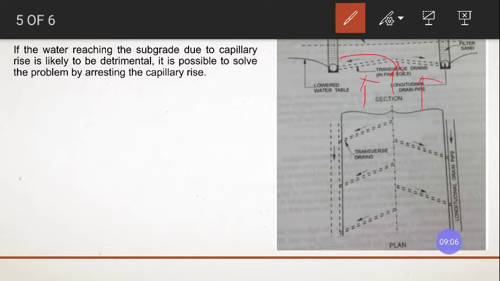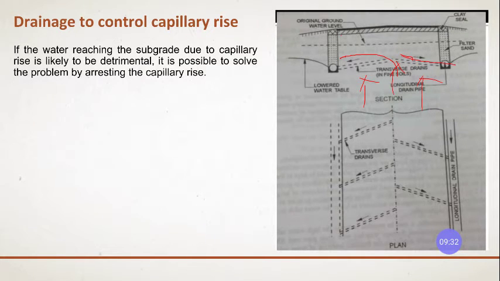So when, due to the capillary rise, the water tries to move upwards, it gets collected into the transverse drain, and the transverse drain will allow the water to flow into the longitudinal drains, and it will be taken to the collecting tank from where it is taken out. It is nothing but the same. Only one thing has been added, that is transverse drains, right?